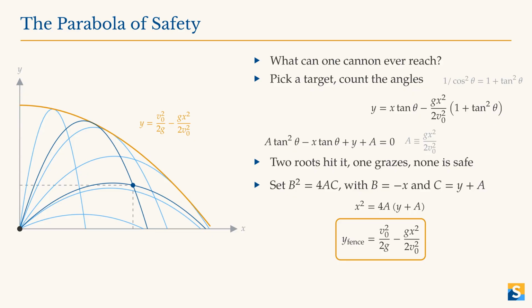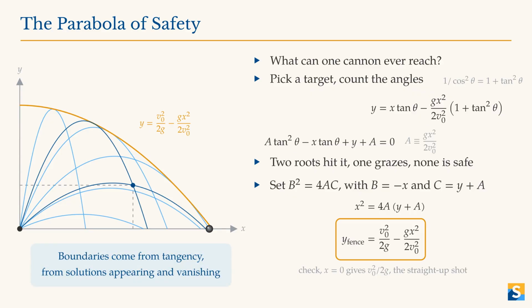overhead. Set x to 0 and the ceiling reads v0 squared over 2g, exactly the height of a shot fired straight up. Artillery officers call that curve the parabola of safety. The lesson outlives the cannon. Boundaries do not come from chasing each trajectory to its personal maximum. They come from tangency, from asking when solutions appear and when they vanish. In the energy lectures, the same discriminant thinking will decide which orbits can exist at all.